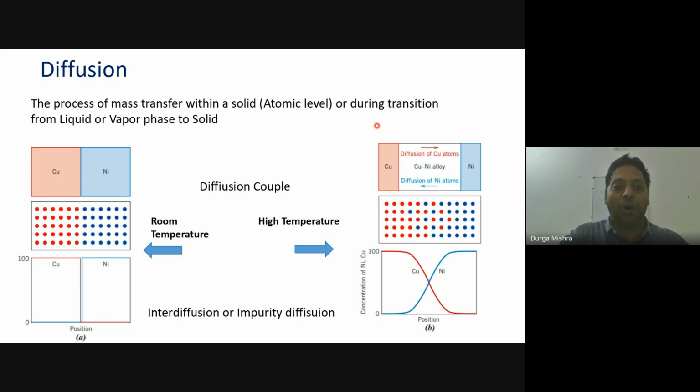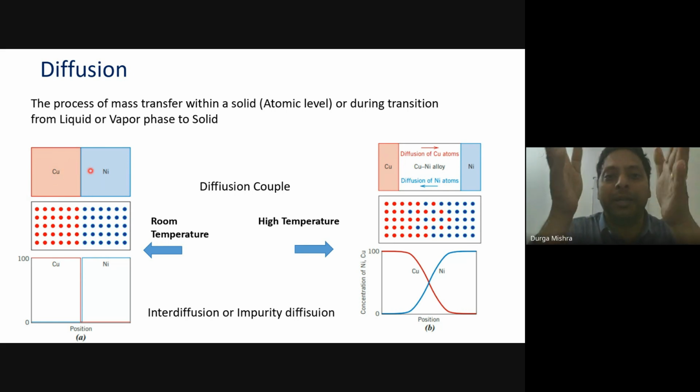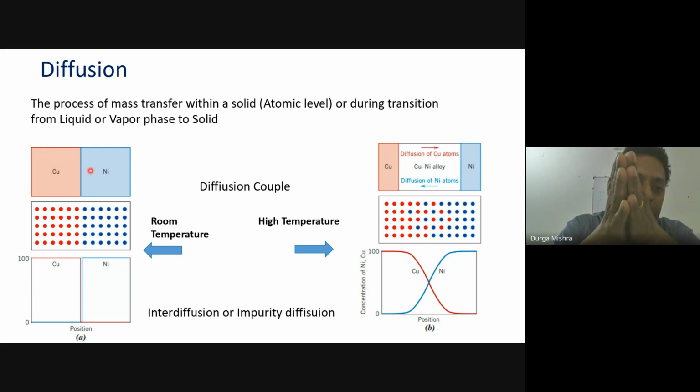This concept can be understood from this figure here. This kind of figure is called a diffusion couple. An example of copper and nickel has been taken again. We take one piece of copper and one piece of nickel and just put them together, so we have created an interface. If you look at the atomic arrangement, here you have only copper and here you have only nickel.